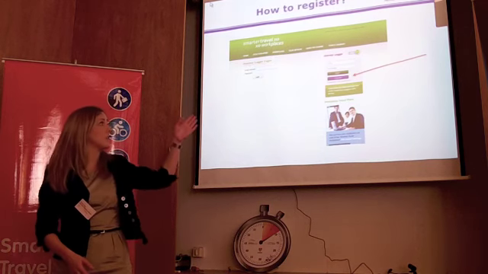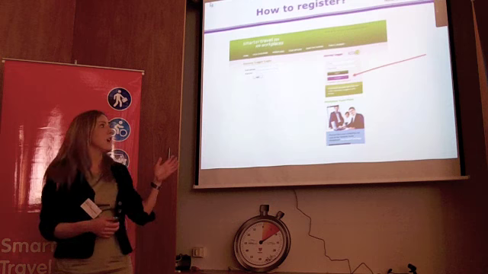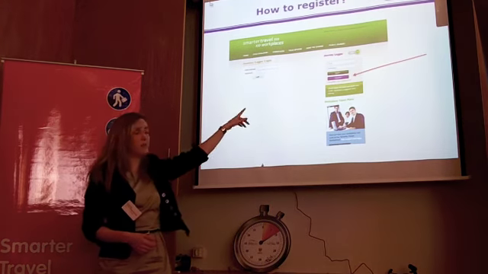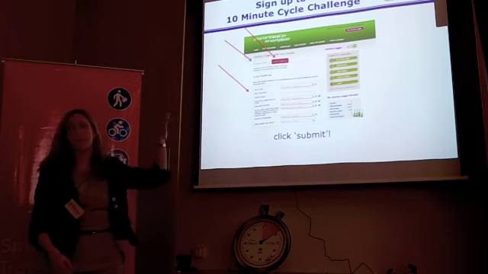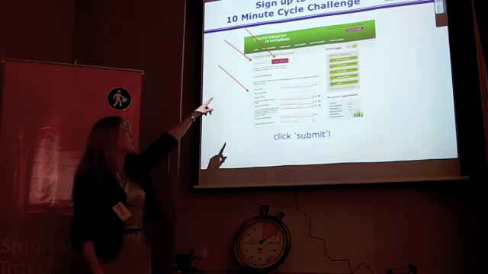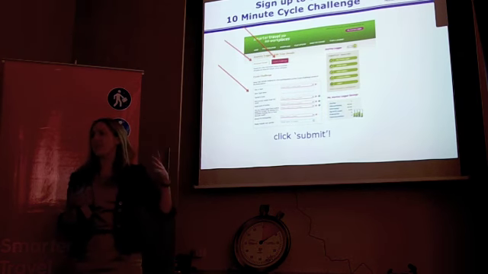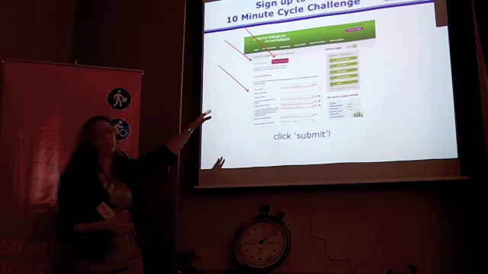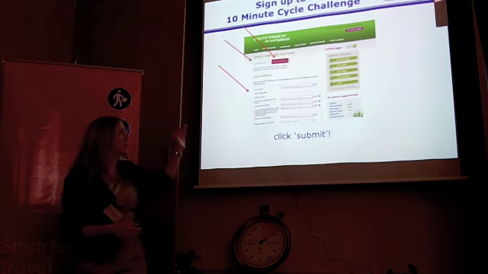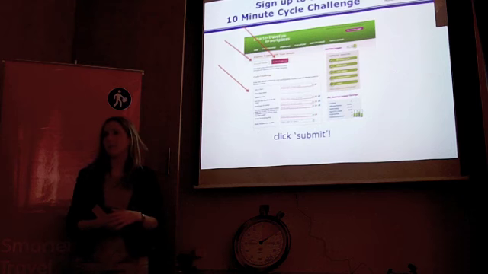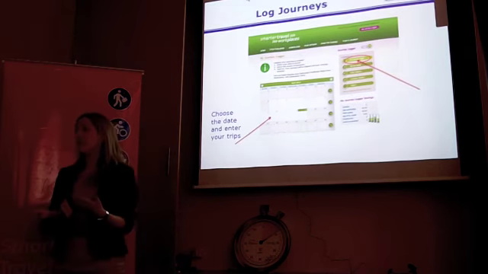So how to register, this is the journey logger, on our website smartertravelworkplaces.ie or cyclechallenge.ie. It's the registration button, you can see the arrows pointed to there. Then there are 2 different tabs. There's the personal details tab, which you can see here, and the cycle challenge tab. The personal details is your personal details, and then the cycle challenge is the team name and the level of cycling as well. So it's really just about completing that information and clicking submit at the bottom of the page. And it really is as simple as that. Then you're registered.